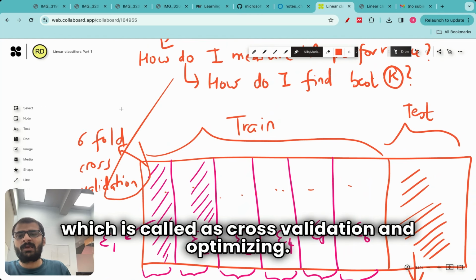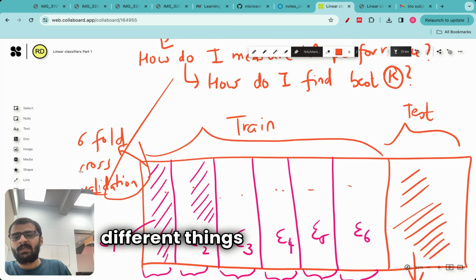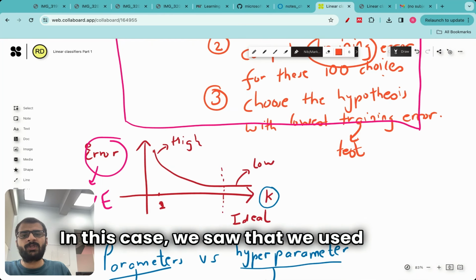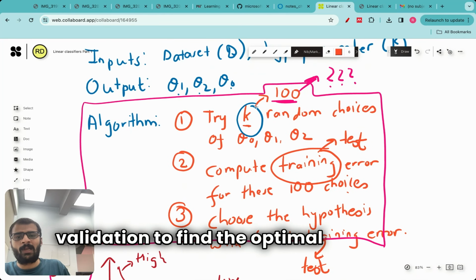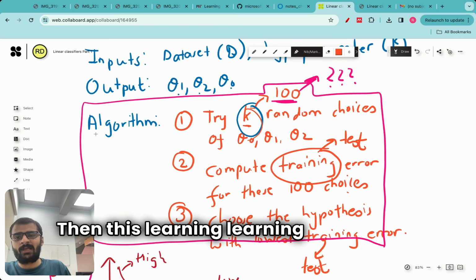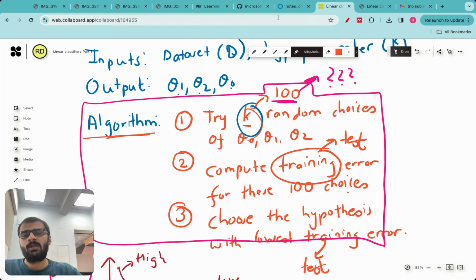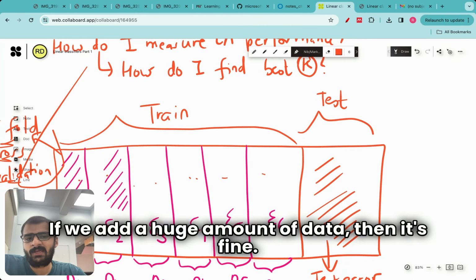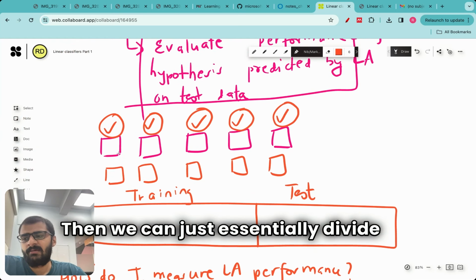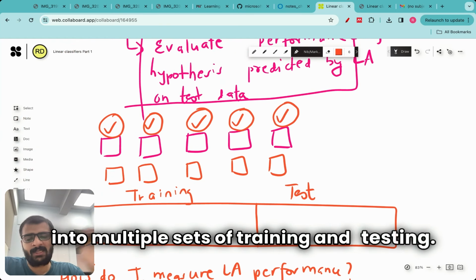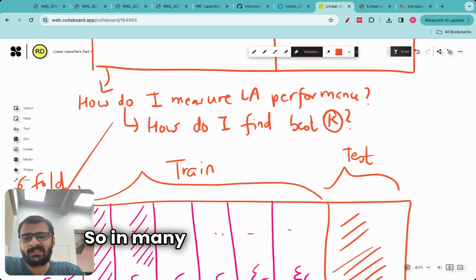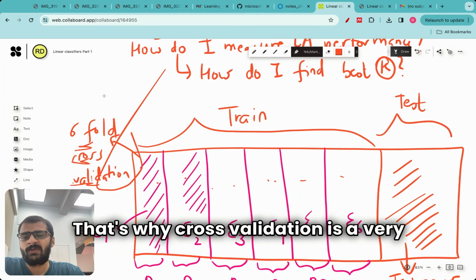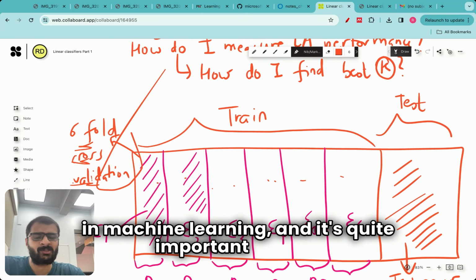Optimizing a learning algorithm can involve several different things. In this case, we used cross validation to find the optimal value of k. Then the learning algorithm is finalized. That's why cross validation is so important. If we had a huge amount of data, then it's fine, we can just divide our data into multiple sets of training and testing. But usually data is limited, so in many cases you have to use the training data itself for cross validation. That's why cross validation is a very famous practice in machine learning, and it's quite important as well.